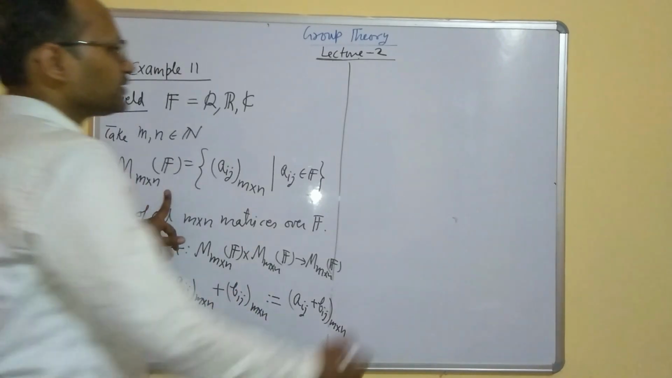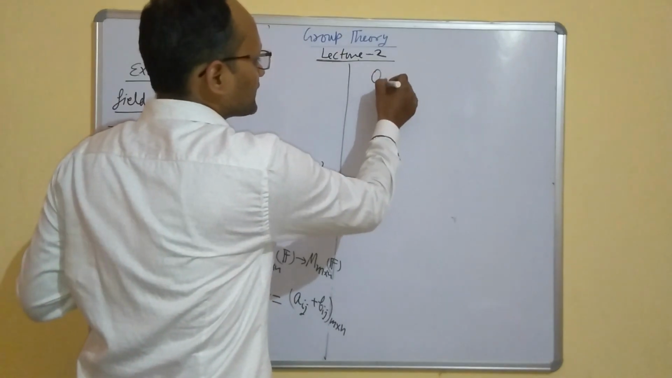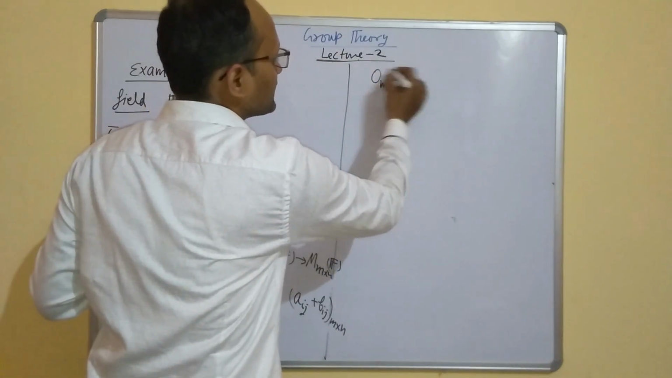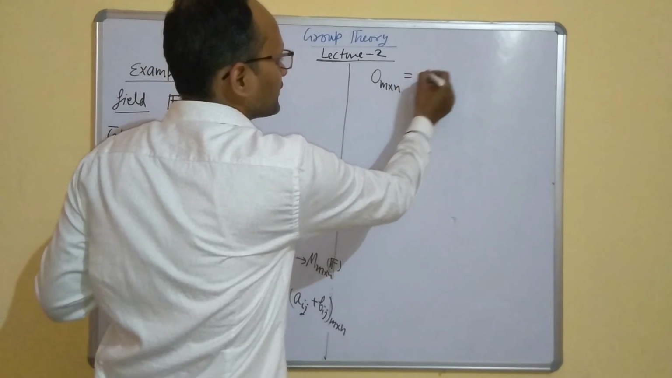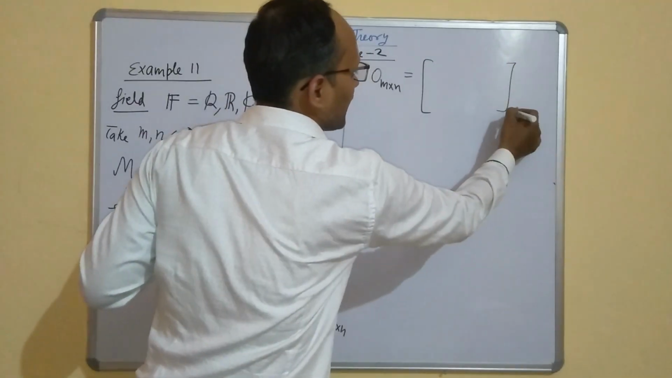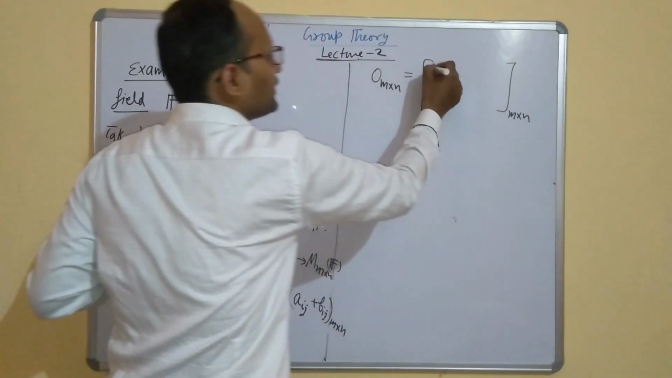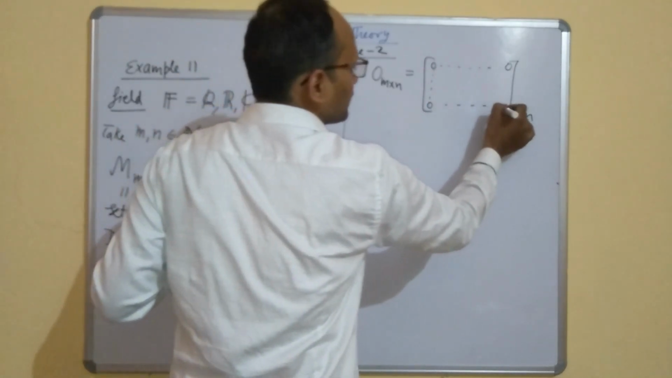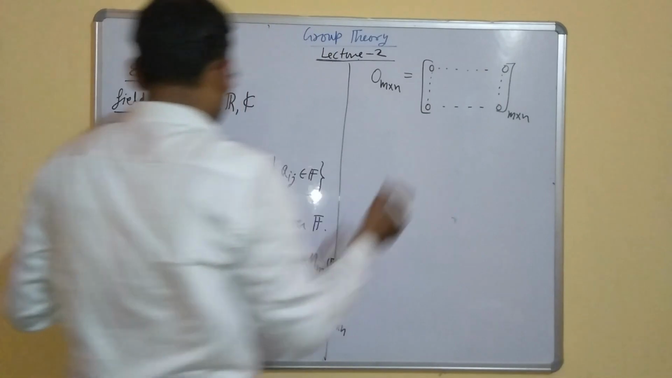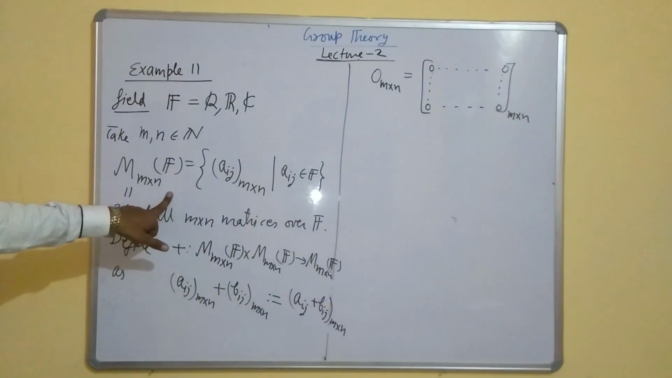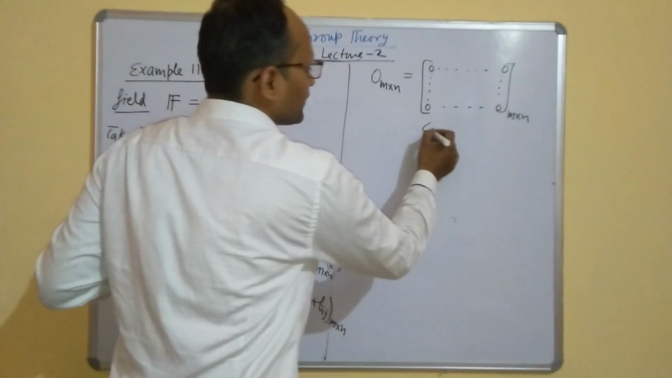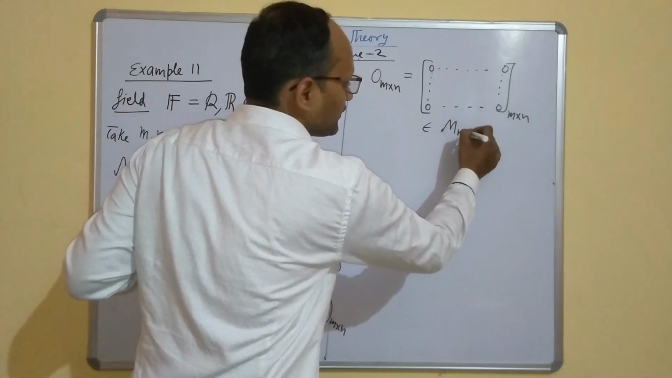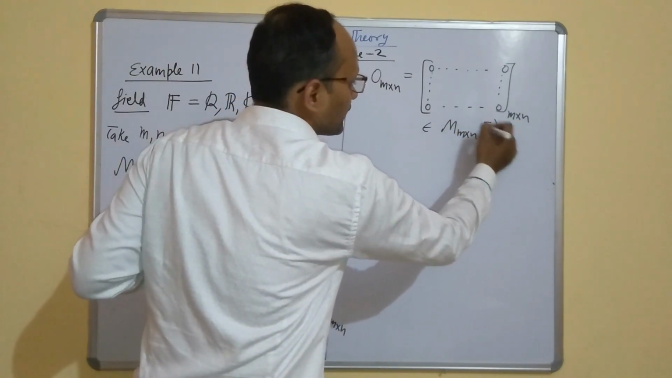And one more thing, there is a zero matrix, 0 of size m cross n, which is a matrix of size m cross n such that all its entries are 0. Everything is 0 here. So this is a zero matrix, and this zero matrix belongs to the set of all these matrices.